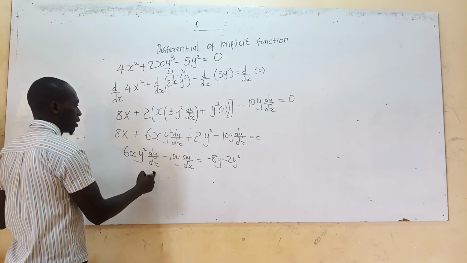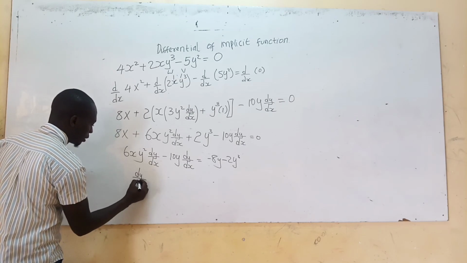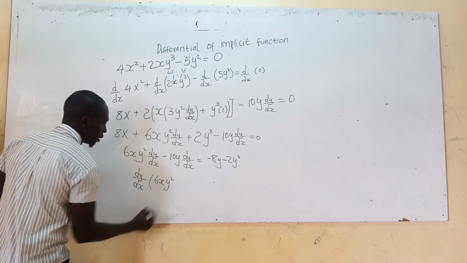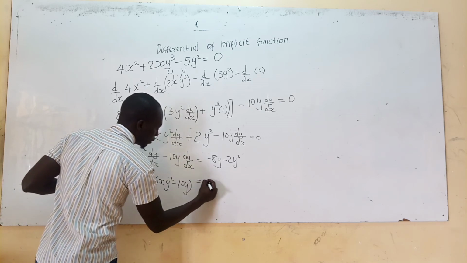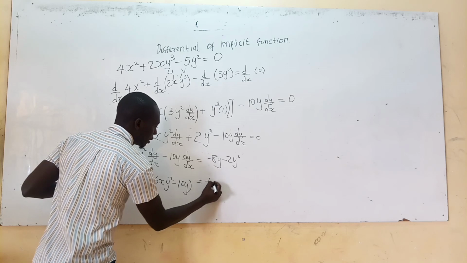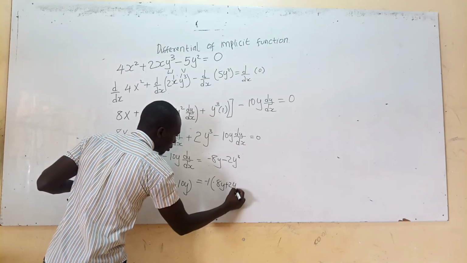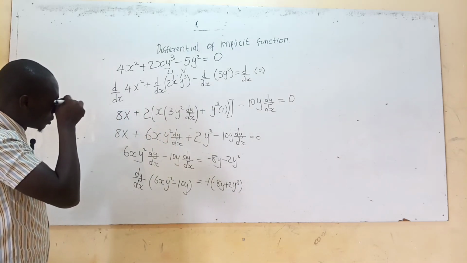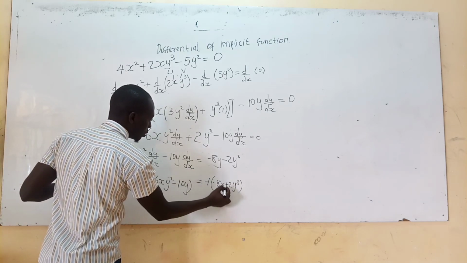Now let us come here, we can have a common factor of dy with respect to dx, into here we are going to have 6x y squared, subtract 10y, everything is equal to, here we can have negative 1 into 8x, add to 2y, everything cubed. Sorry, this one is supposed to be x.